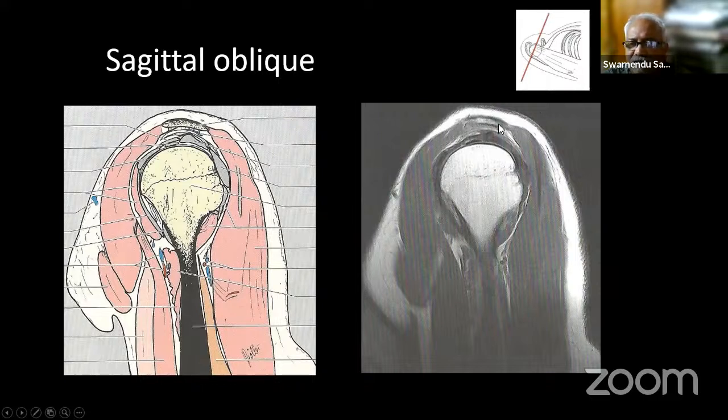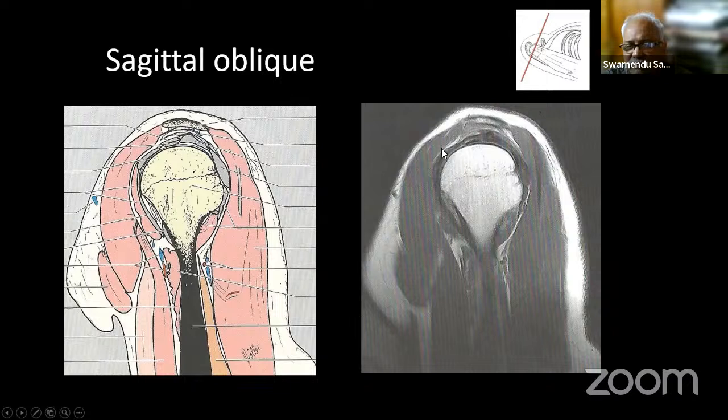Always remember to see the acromion. The back side is downwards, the upside, because the acromion will come from down to up, from the back to front. So if you see the acromion, you will know which is the back side and which is the front side. So this is the front side.